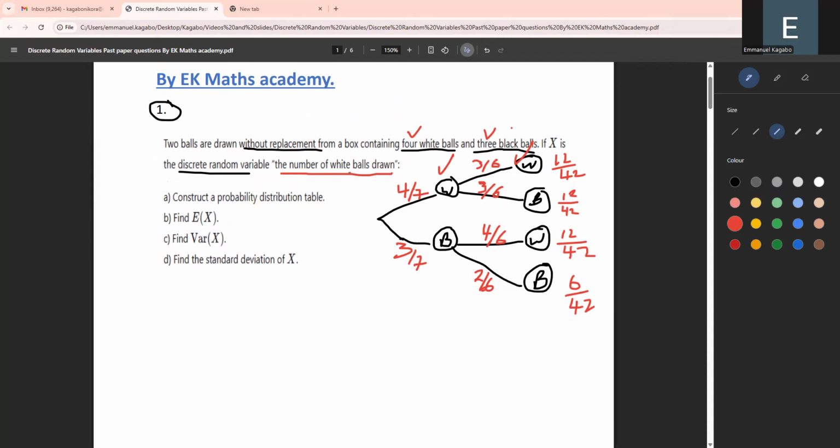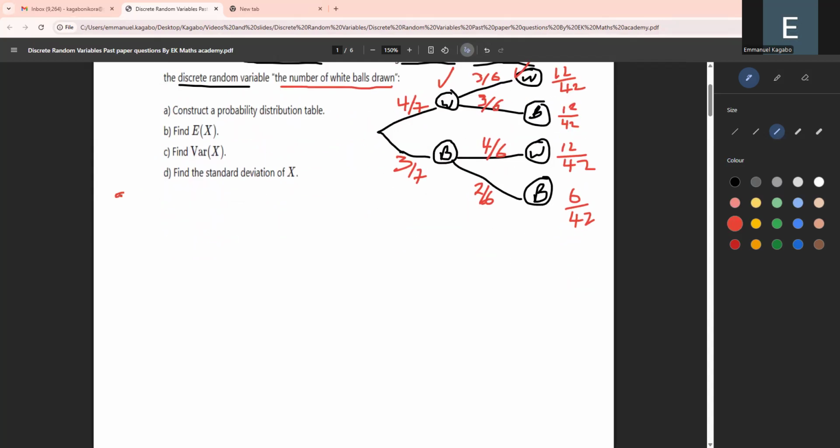And my random variable X is the number of white balls. So I'm going to have my question A here, and then I'm going to have X altogether here, capital X representing the possible outcomes. Okay, very good. Now, what are my possible outcomes?